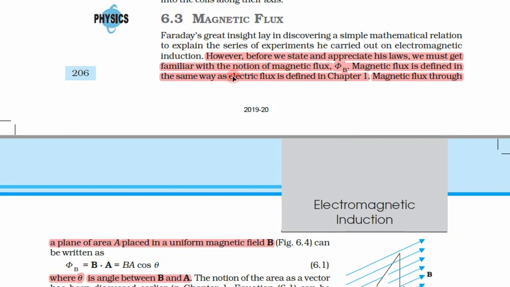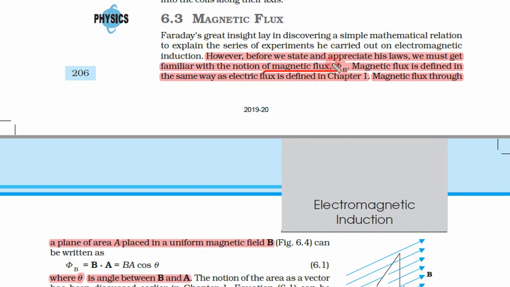Now let us come to another quantity, magnetic flux. So after understanding these three experiments, let us understand how these things work. What are the fundamental principles behind these things? To understand and appreciate Faraday's law, we must get familiar with the notion of magnetic flux. So first we have to understand magnetic flux. What is magnetic flux?